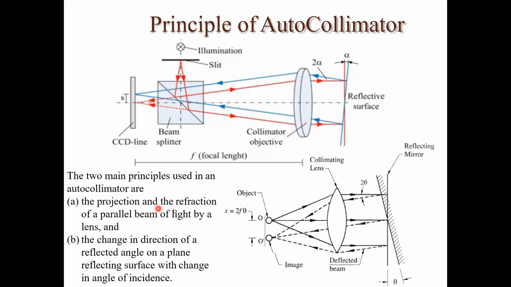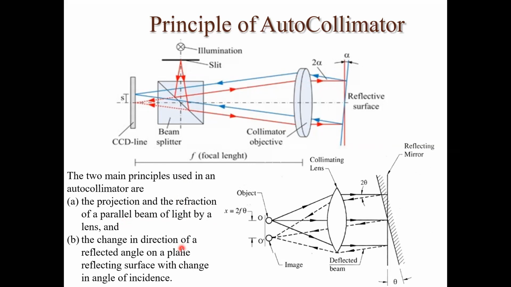The projection and the refraction of a parallel beam of light by a lens. Refraction means changing the direction of light. Here, the light rays are moving in this direction, and finally they are changed in this direction, parallel to each other. By projecting the beam of light rays through the autocollimator, we change its direction and make it a parallel beam of light. That is the first principle: the projection and the refraction of a parallel beam of light by a lens.